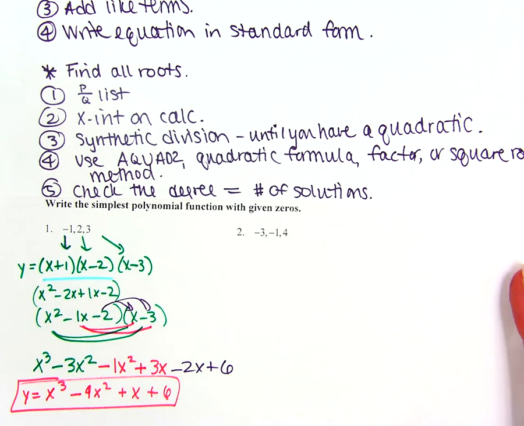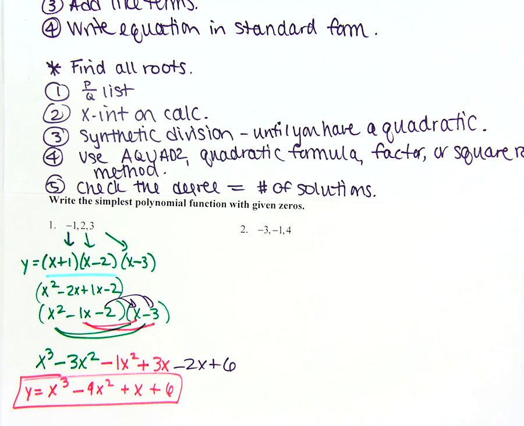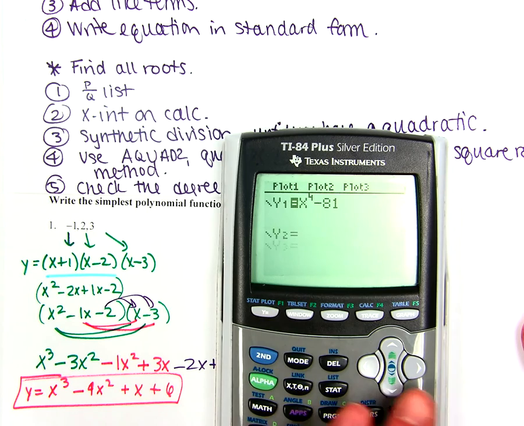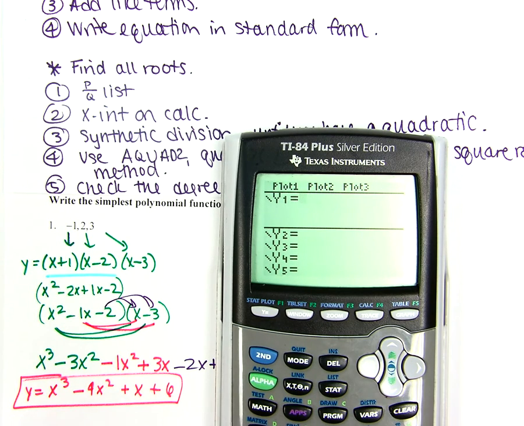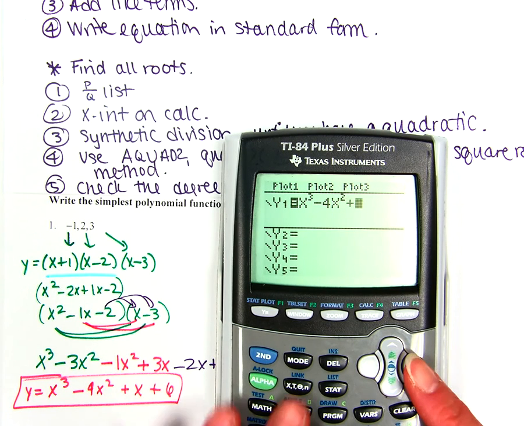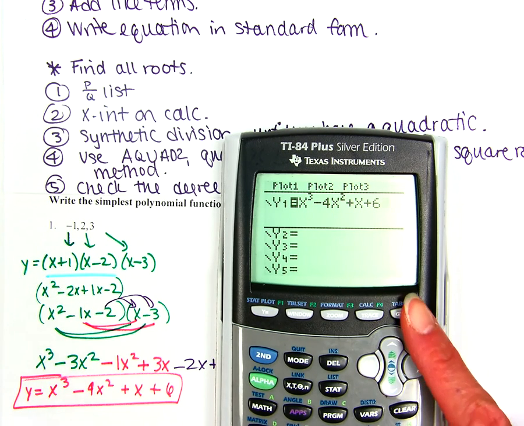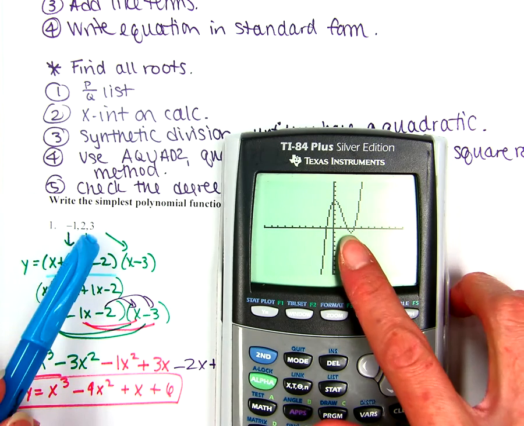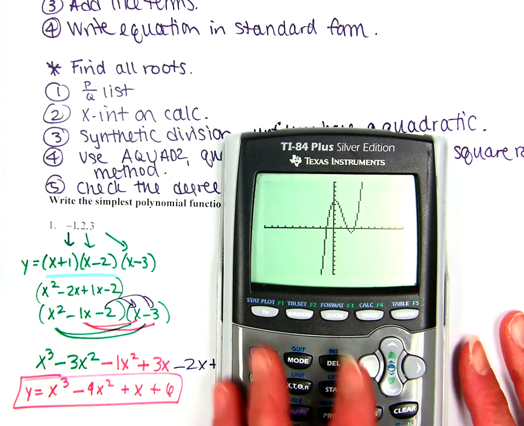So you just basically worked backwards. It gave you the answer, you came up with the equation. So here would be a great way to check to see if you have the right answer. I'm just going to go to y equals, and I'm going to type in the equation that I have. X to the third minus 4x squared plus x plus 6. Okay, and then hit graph, and if I did the correct equation, then I should have x-intercepts at -1, positive 2, and positive 3, which I do.